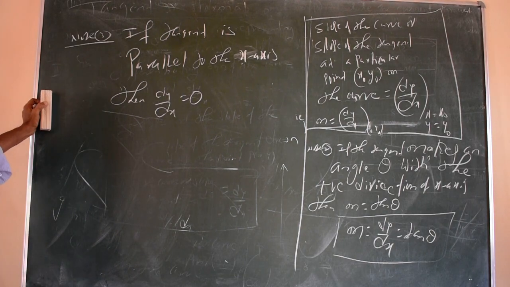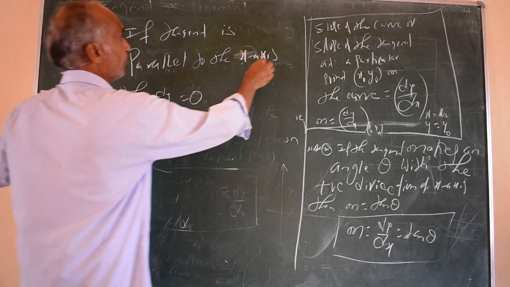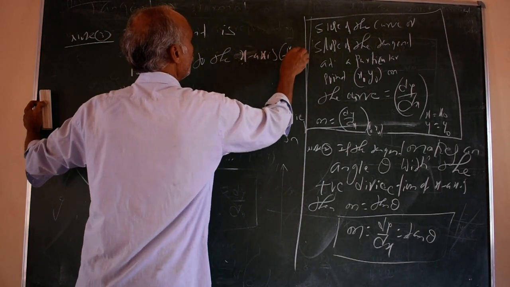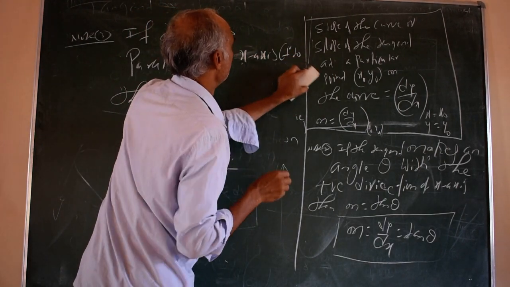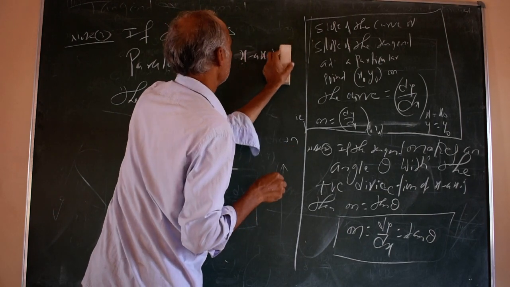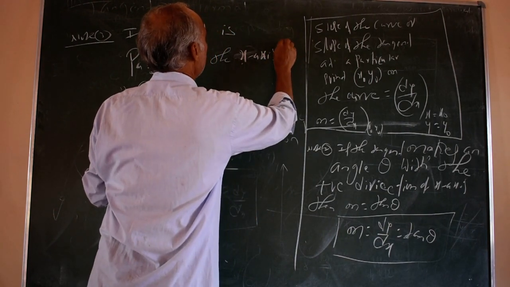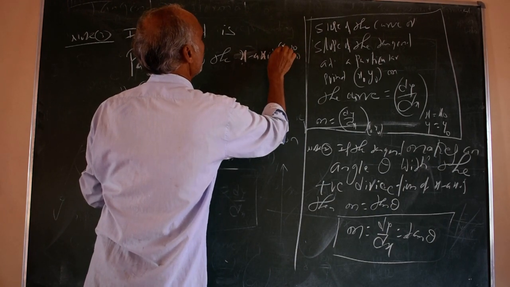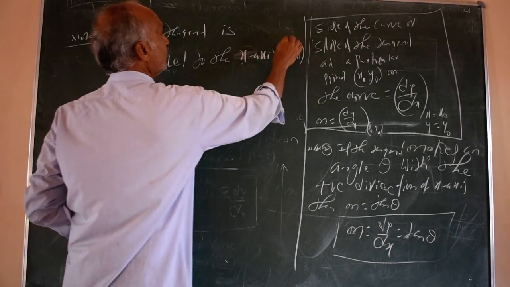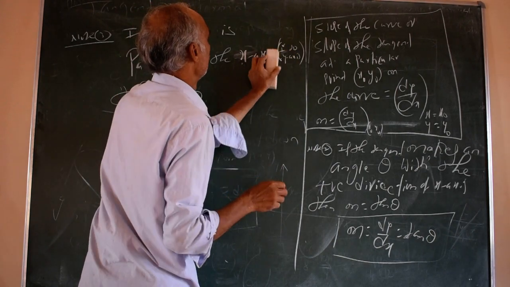Parallel to x-axis means perpendicular to y-axis. Perpendicular to y-axis, one and the same. Parallel to x-axis means perpendicular to y-axis. It is not perpendicular to y-axis.